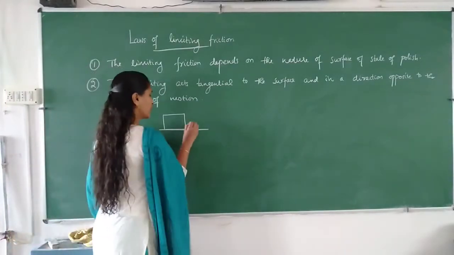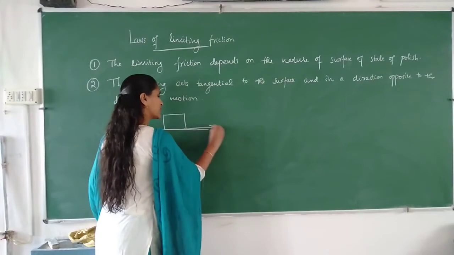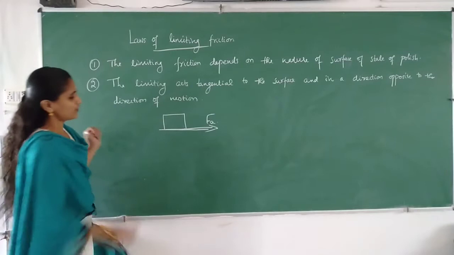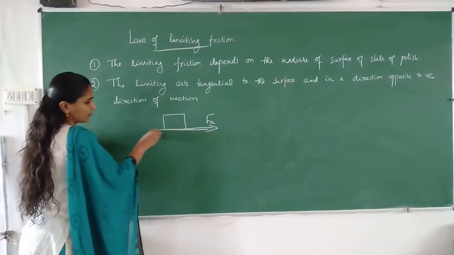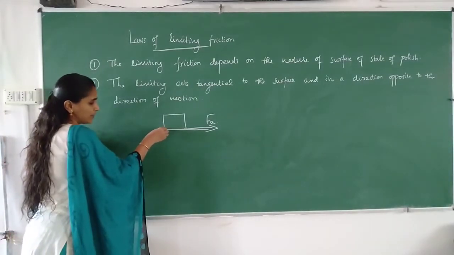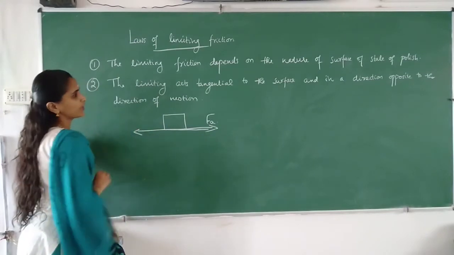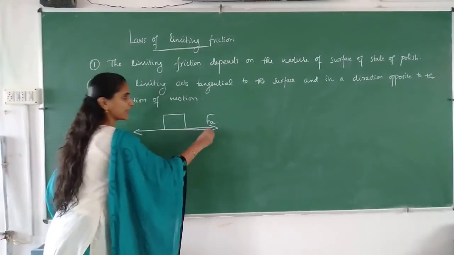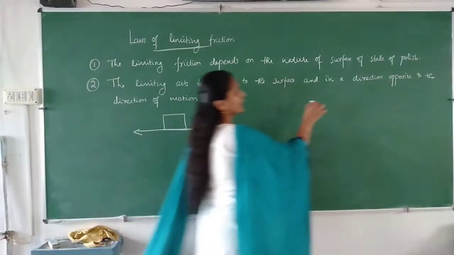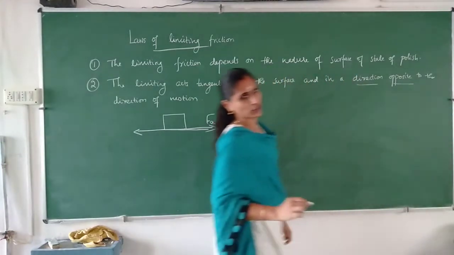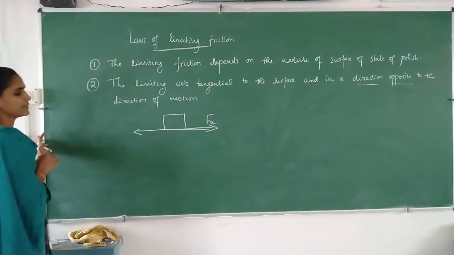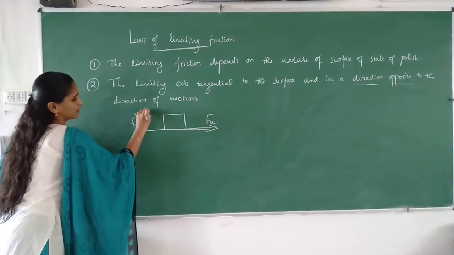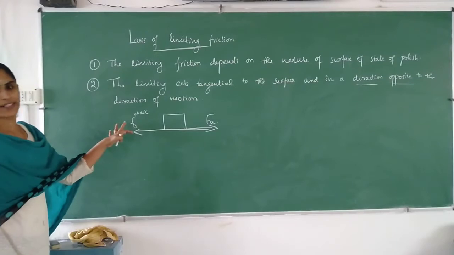So here I told you, if our applied force is in this direction, the limiting friction will be acting tangentially. If this is the surface, the tangent will be acting in this direction. So here it will be acting along the tangent. We can go in this direction also, but it is given that it is in a direction opposite to the direction of motion. Okay, so it will be acting in this direction. So limiting friction we are writing as Fs max.